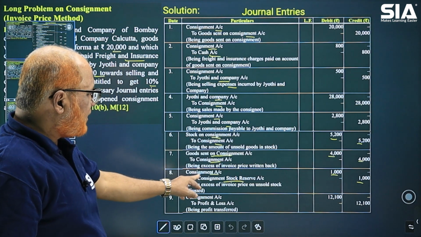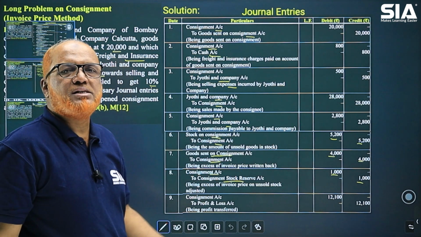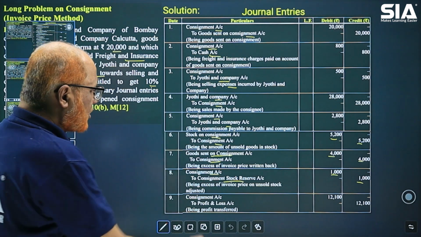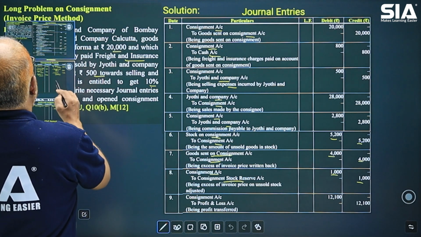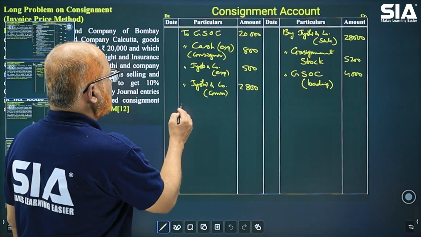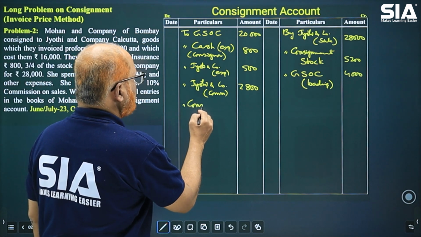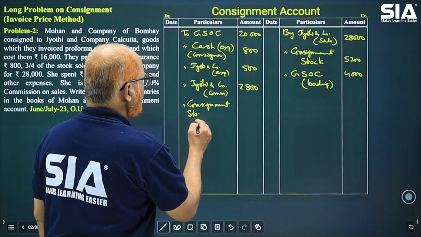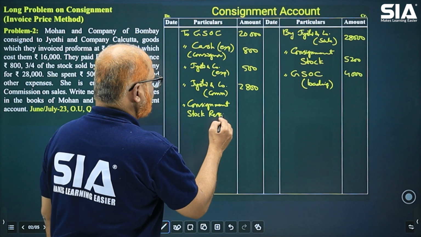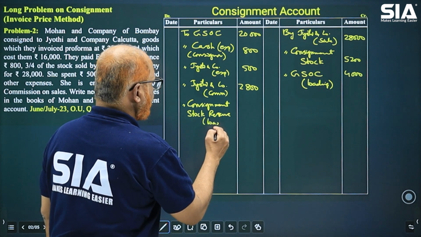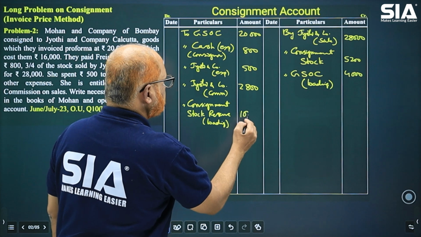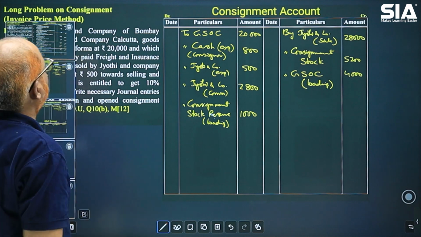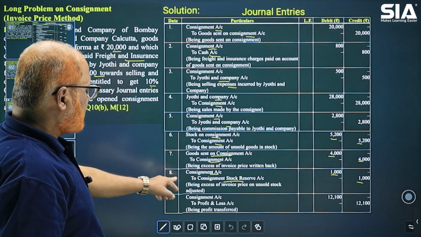Now comes consignment account debtor to consignment stock reserve. This is the removing of loading in unsold stock, 1,000. So consignment account debit side to consignment stock reserve, loading, 1,000. So we have posted, I think, all the entries. Yes, we have posted up to 8th entry.